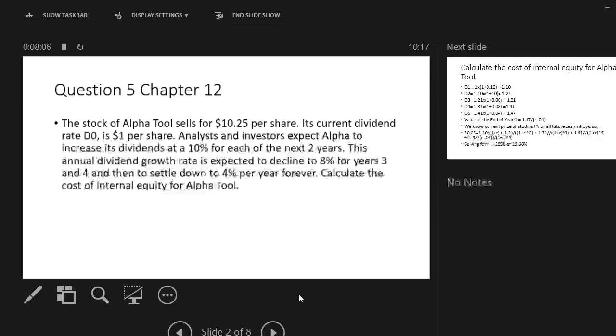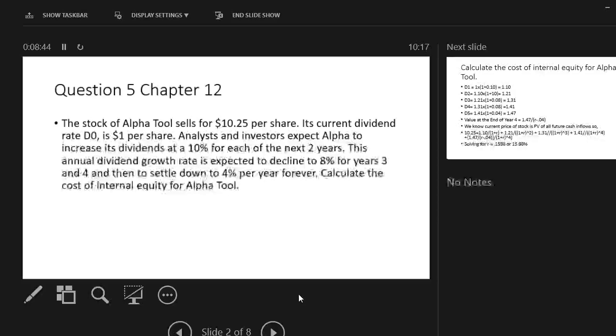So the stock of Alpha Tool sells for $10.25 per share. Its current dividend rate, D0. So normally when they say current dividend rate, that's D0. That's the initial dividend. So when you say D0, we're looking at the current dividend. So its current dividend, D0, is 1 rand per share.